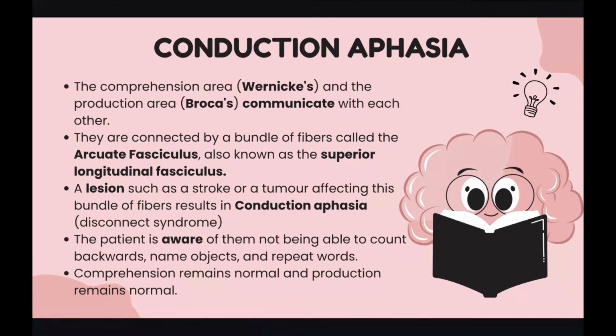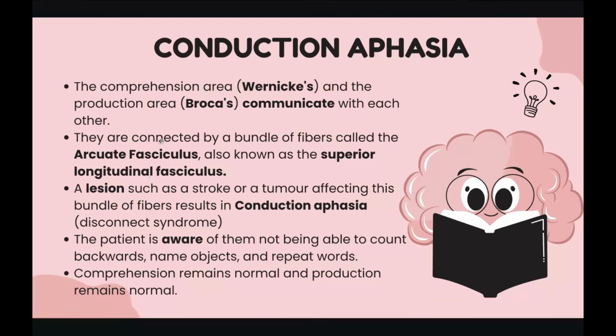Damage to these can cause conduction aphasia, which is damage to both areas. So the comprehension area, Wernicke's, and the production area, Broca's, they communicate together, right? Of course they do. This makes sense. They communicate together in order to form and to comprehend speech. They are connected by a bundle of fibers called the arcuate fasciculus.